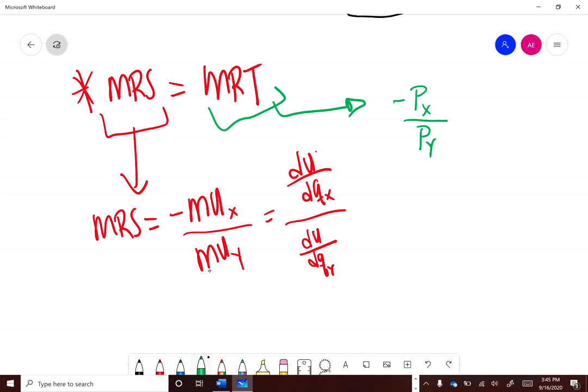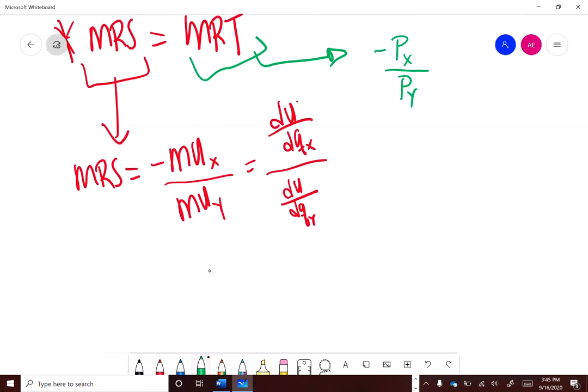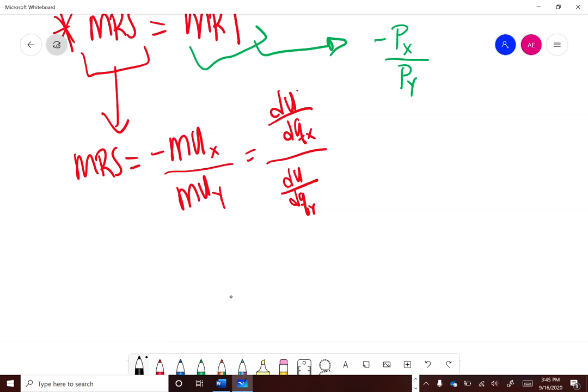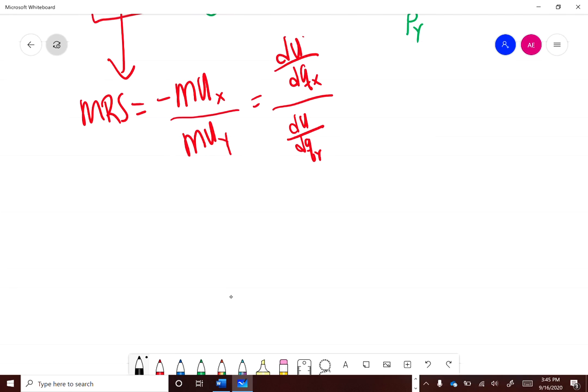Okay, so we have the framework. Let's dig deeper and actually do the calculations. Remember, our utility function is q of x to the power 0.5 times q of y to the power of 0.5, where 1 over 2 is just the same thing as 0.5. Okay, so we need the derivative of this function with respect to q of x.